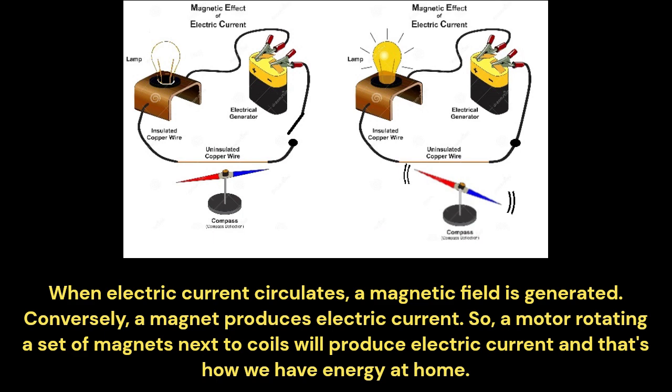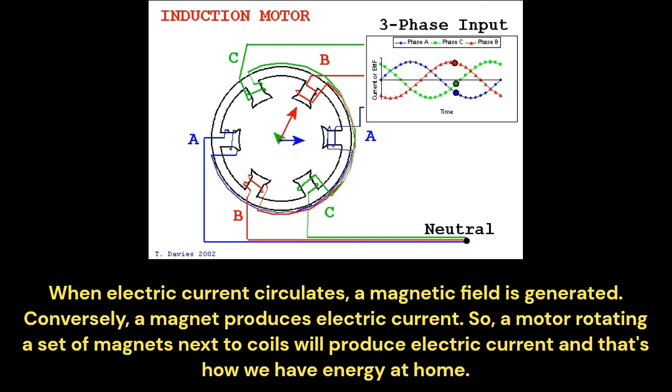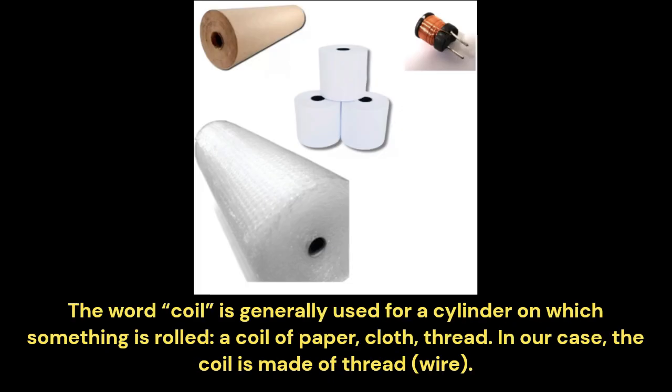When electric current circulates, a magnetic field is generated. Conversely, a magnet produces electric current. So, a motor rotating a set of magnets next to coils will produce electric current, and that's how we have energy at home. The word coil is generally used for a cylinder on which something is rolled. A coil of paper, cloth, thread. In our case, the coil is made of thread wire.